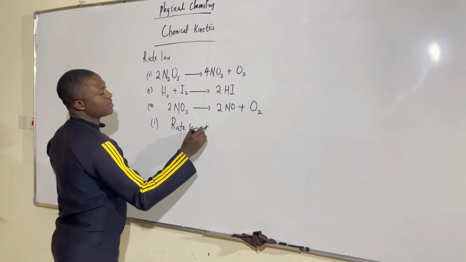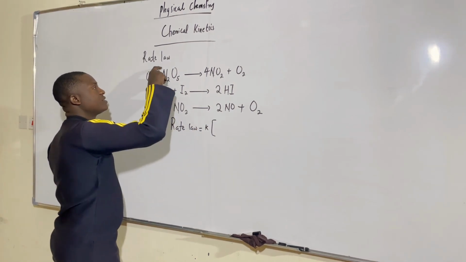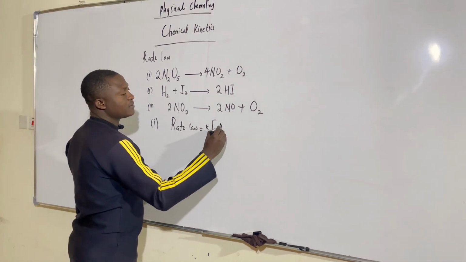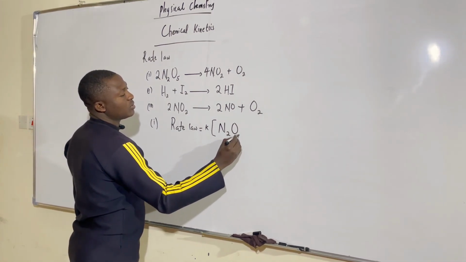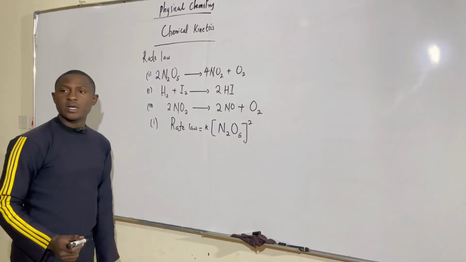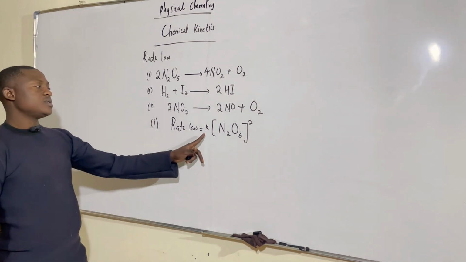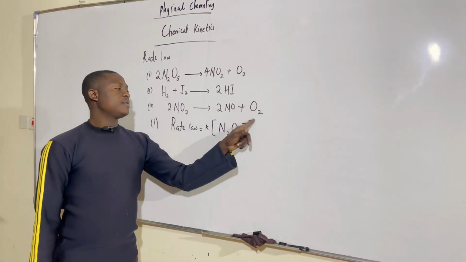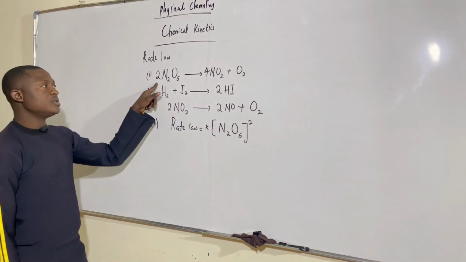That's going to be constant. What do we have at the reactant? You can see this is what we have at the reactant. There's only one value that we have there. So we have N2O5 raised to the power of 2. Can you see that? Rate law is equal to constant, N2O5 then raised to the power of what? Raised to the power of the mole that we have.